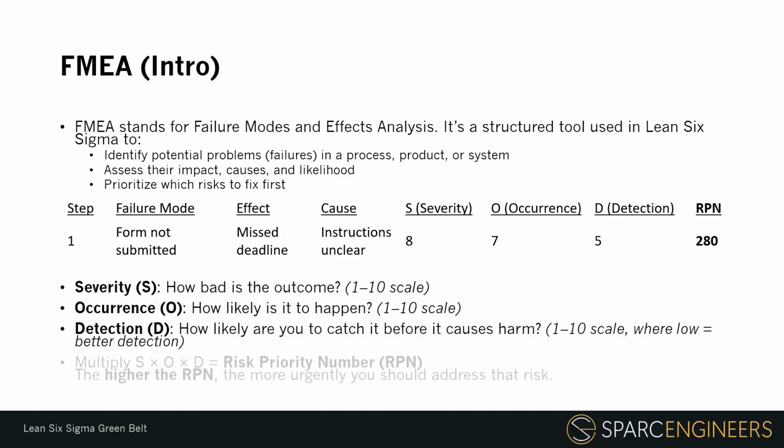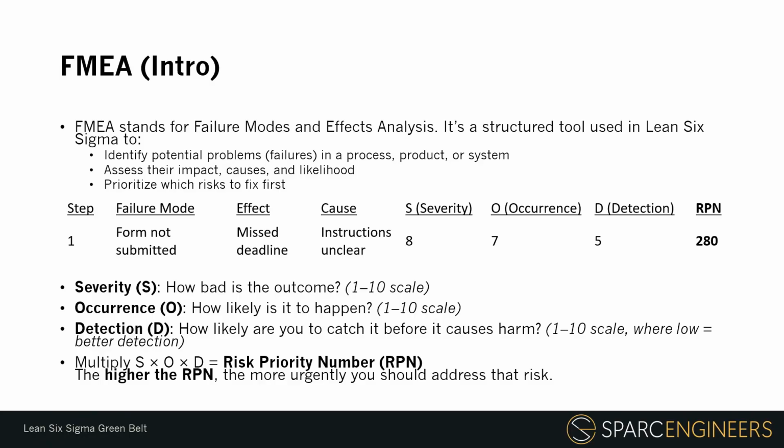An FMEA typically looks at each step in a process and asks, what could go wrong? What would happen if it went wrong? Why might it happen? How serious would it be? How often might it happen? How likely are we to catch it before it causes harm? This makes FMEA especially useful in manufacturing, where small process failures can lead to scrap, rework, safety issues, downtime, customer complaints, or warranty problems.